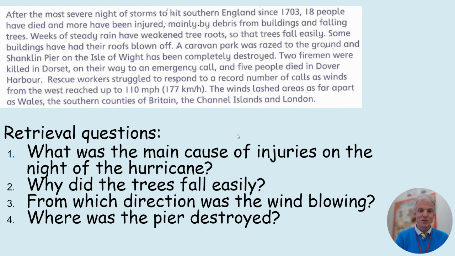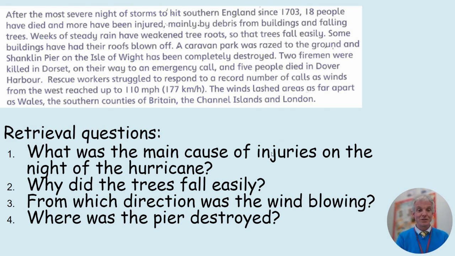Question 2, why did the trees fall easily? What keywords could we look for there? Yes, I think trees, easily, something like that. So let's have a scan through. Trees, here we are. Easily. There's your sentence. Go back to the beginning of that sentence. Weeks of steady rain have weakened tree roots so that trees fall easily. Why did the trees fall easily? Because there were weeks of steady rain which have weakened the tree roots. Done. As easy as that.